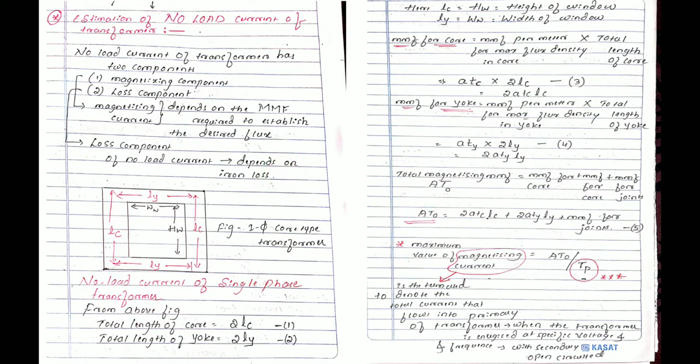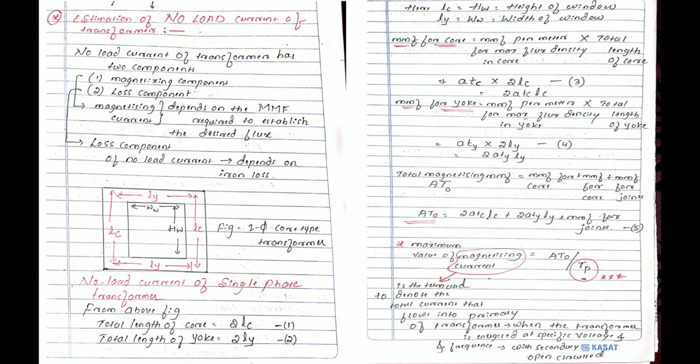So what I am telling here, the no load current of a transformer has two components. One is the magnetizing component and one more is the loss component. The magnetizing component, or the magnetizing current, depends upon the MMF, which is nothing but the ampere turns required to establish the desired flux. And the loss component depends upon the iron losses. Iron losses are also called constant losses, in the sense that they are either eddy current loss or hysteresis loss. Getting my point? Okay, let me start with the derivation here.